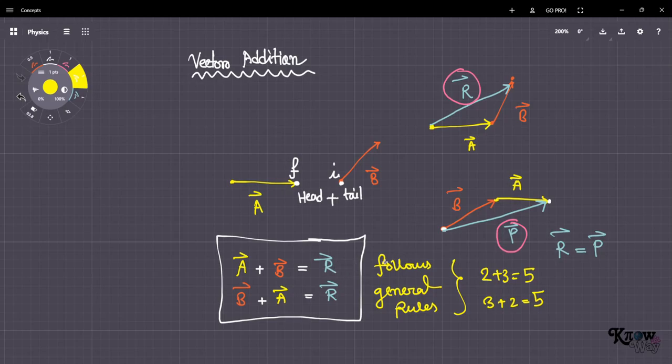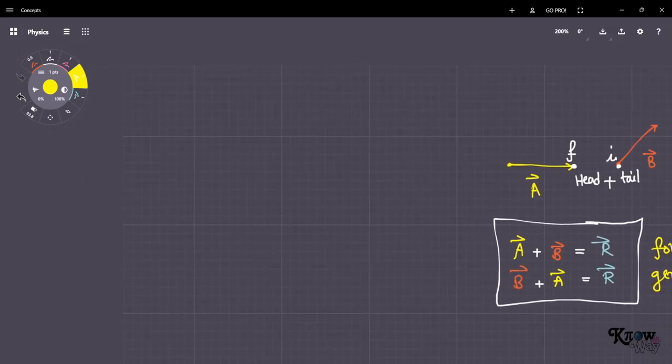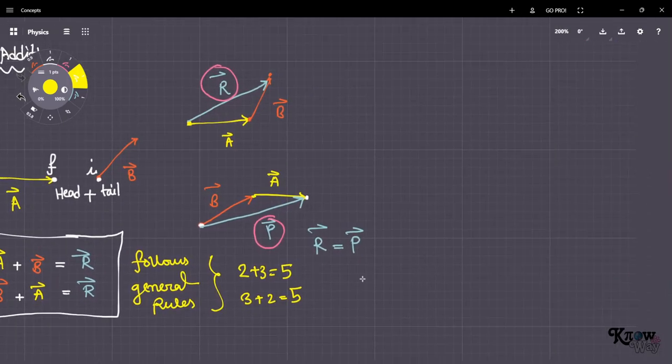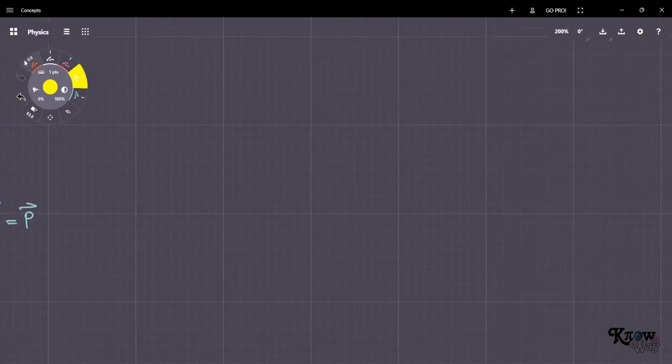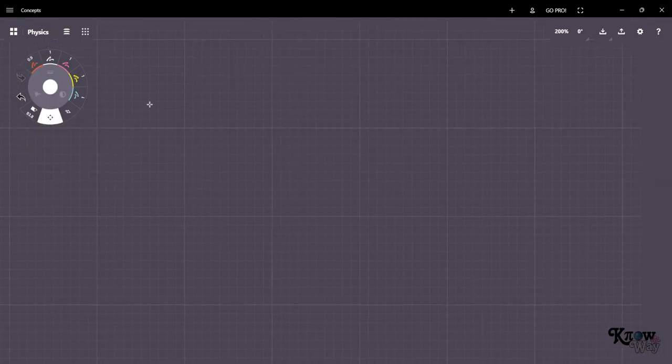And now let's create another problem. That's what we do: we create problems, then we try to solve them. So let's say we have those three vectors. We have this vector A right over here, but it's in this direction. And then we have a vector B right over here, but that's in this direction.